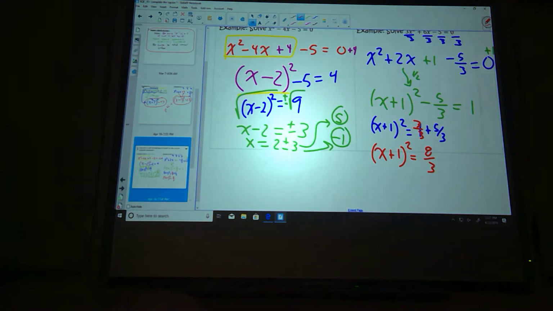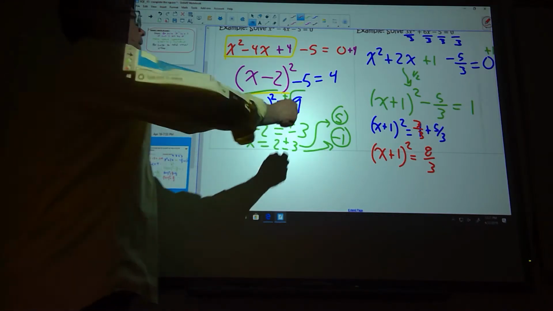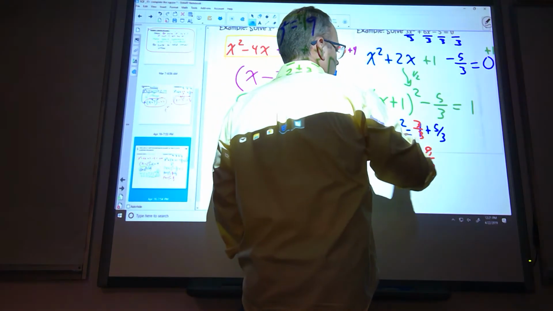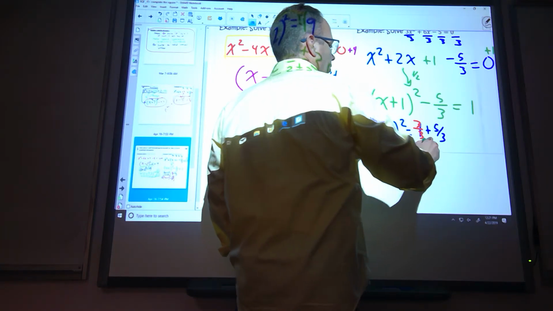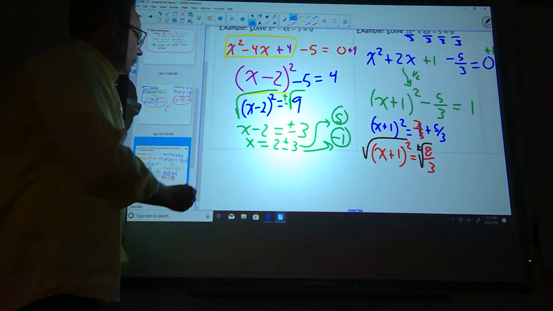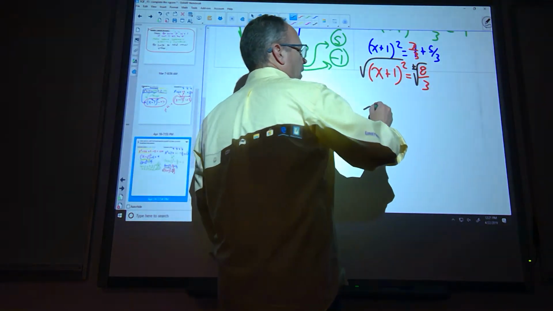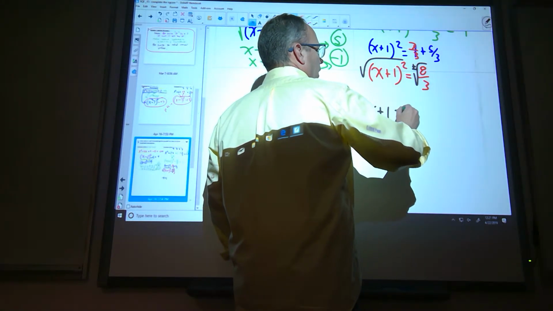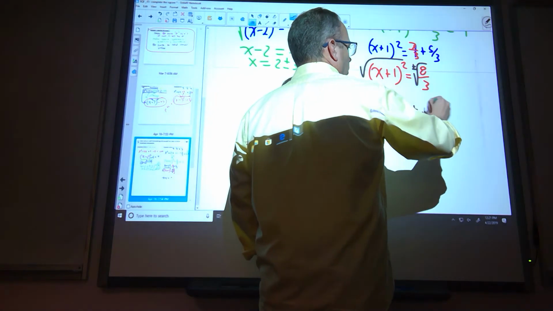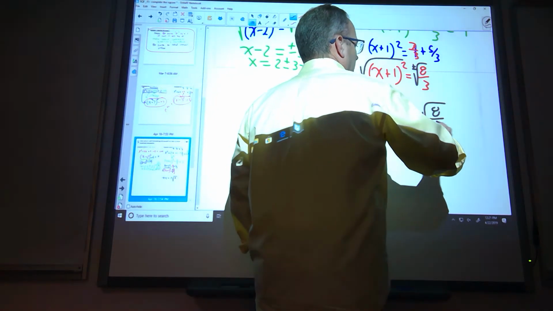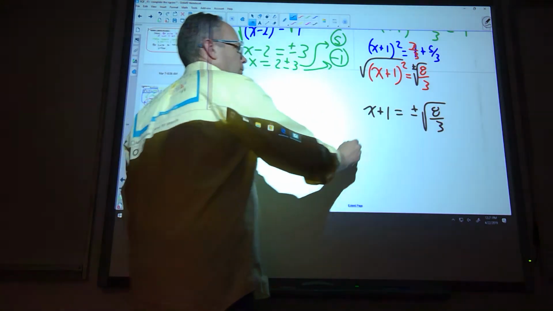What do you think? How do I undo a quantity squared? Square root. Okay. So I'm going to do square root and square root. Don't forget the plus minus. Is that okay? That's going to give me x plus 1 equals plus or minus the square root of 8/3. Subtract 1.